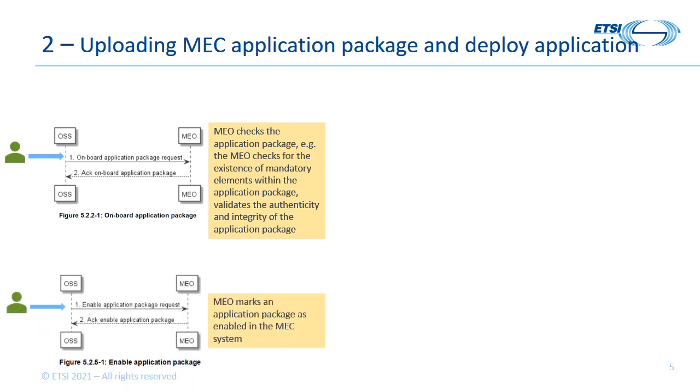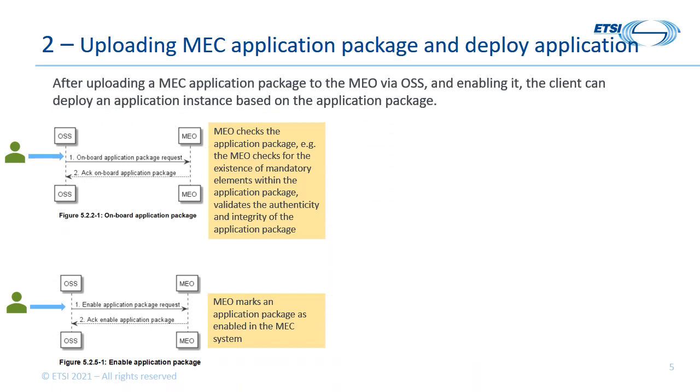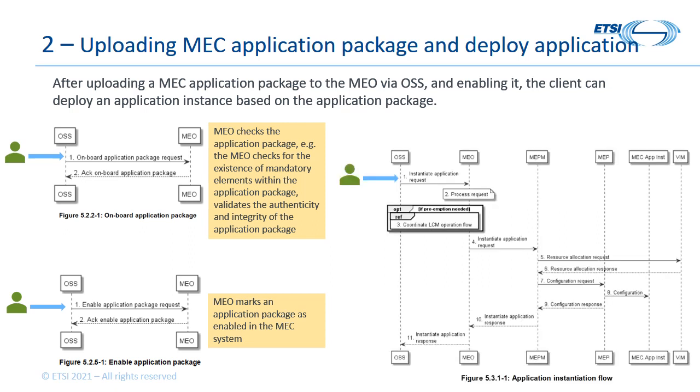The client can enable an onboarded application package. That means marking an application package as enabled in the MEC system. After uploading an application package into the MEC system and enabling it, the client can deploy an application instance in the MEC system based on the application package. During this procedure, the MEO determines whether the resources required to instantiate the new application instance are sufficient at a selected MEC host.